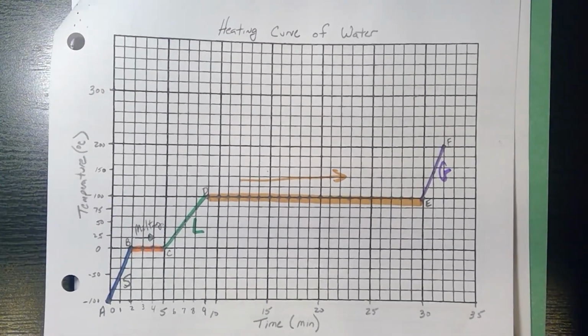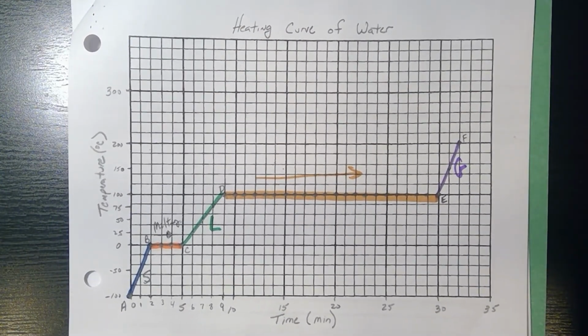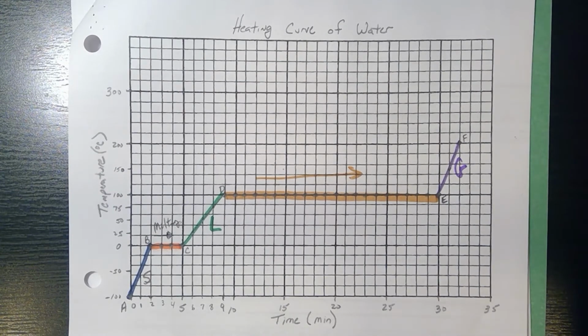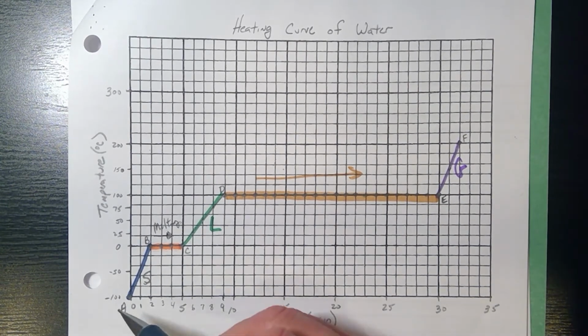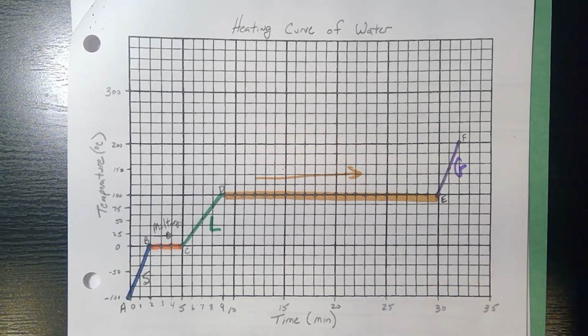So I plotted all 32 points. I've labeled certain other points to make it easier for us to discuss. So I put a point at every single step. So I labeled this from A to B. When the temperature is below 0, it's solid ice. So the slanted lines are the 3 phases. You go from solid to liquid to gas.